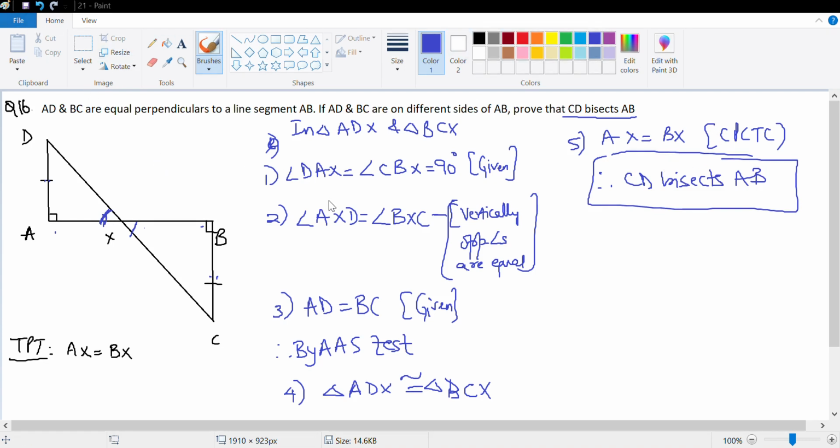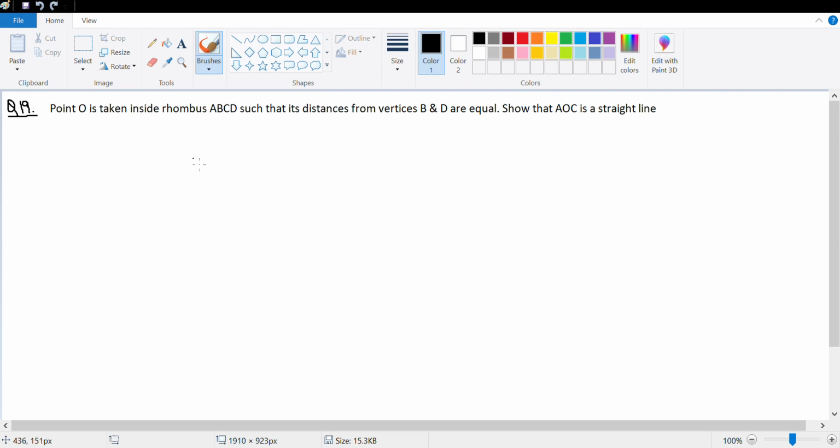The next question that we do is question number 19. Very interesting question. Let's look at this. A point O is taken inside rhombus ABCD in such a way that its distance from vertices B and D are equal. Show that AOC is a straight line. So let's first draw a rhombus. Of the many rhombus properties, one that we know is all sides are equal. So this is a rhombus ABCD.